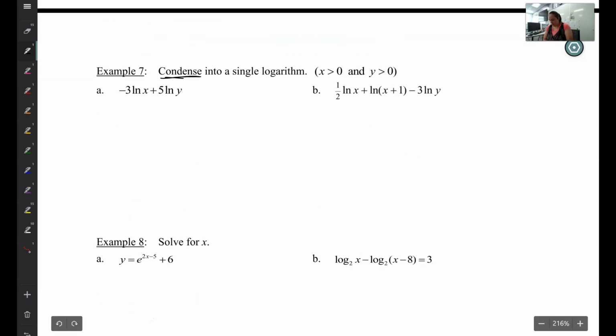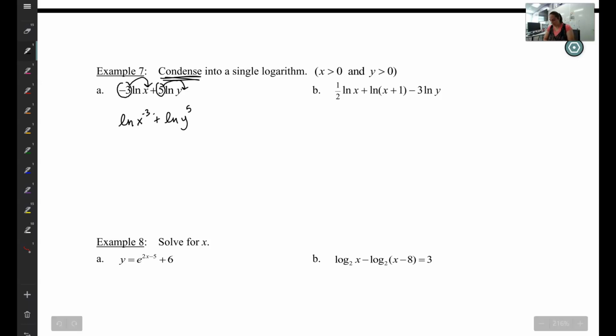Now we're going to condense. So we're going to use those rules backwards. Take more than one logarithm, condense them into a single logarithm. So the first thing I'm going to do, take any numbers in front, make them into powers, opposite. So ln of x to the negative 3 plus ln of y to the 5th.